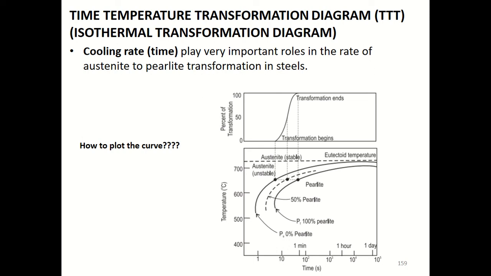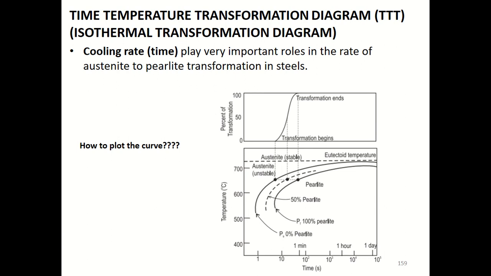Austenite to pearlite transformation, we know, occurs at the eutectoid temperature, isn't it? If you remember the iron carbon equilibrium diagram, you know that the transformation occurs at the eutectoid temperature. Which transformation? Austenite to pearlite transformation. Okay, here you can see two images. One is the top image showing the percentage transformation, and the bottom one shows the temperature dependence of pearlite transformation of eutectoid steel. Let us see how we can plot this curve.